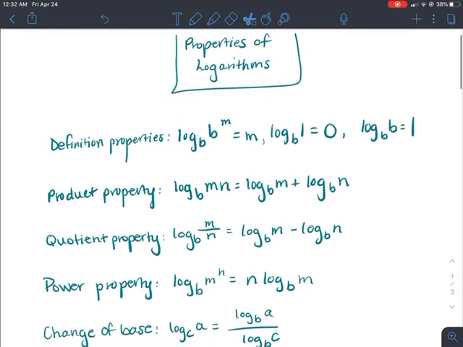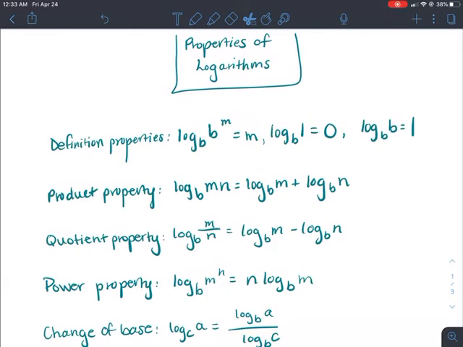These are the basic properties that you need to know so that you can solve problems relating to logarithms. The first thing is some basic definitions. When you have log base b of b to the power of m, this just means that the answer is m. Basically the two b's cancel out since they're the same. These two b's have to be the exact same number.